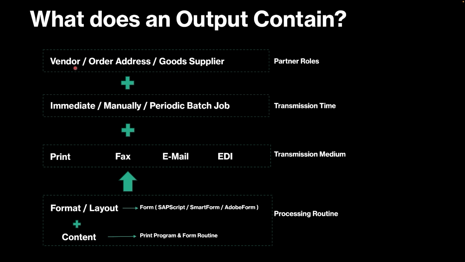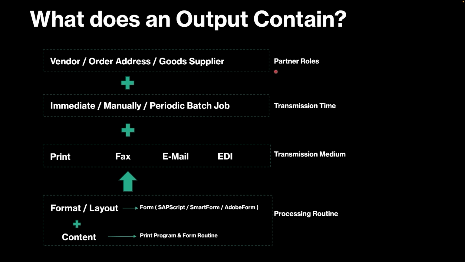Then let's say that you have to follow up with the vendor for supply of material. That is, you have to send reminder or expediting letters. In that case, the vendor will tell you that whenever you are going to send any reminder letters or reminder emails, you must send them to the goods supplier address. That is the address from where the goods shall be supplied. So once you finalize the output, you must find out to which partner role this output needs to be sent.